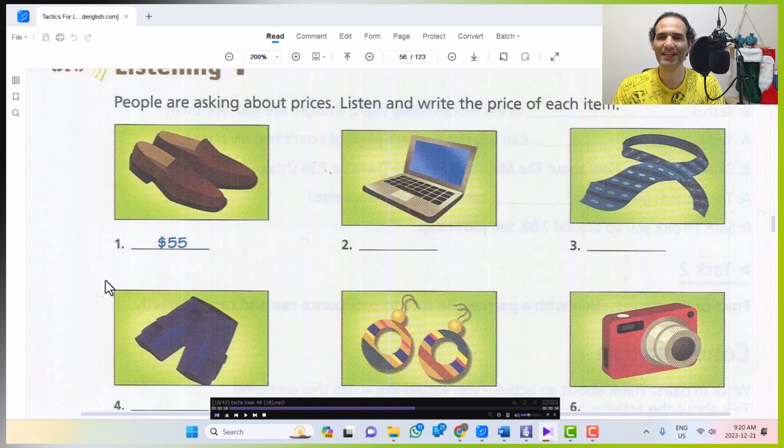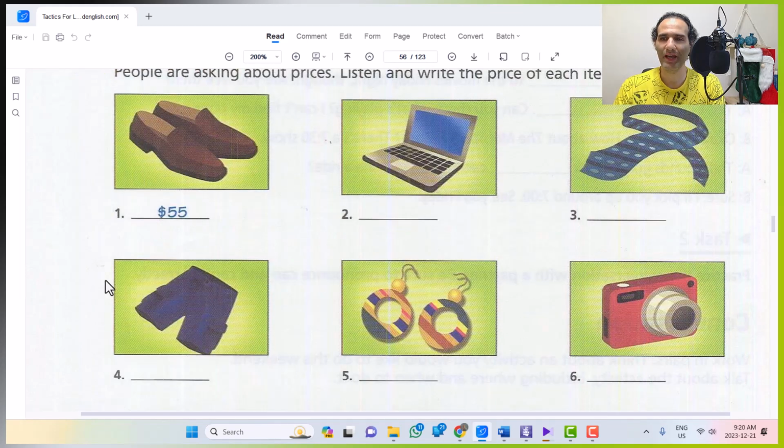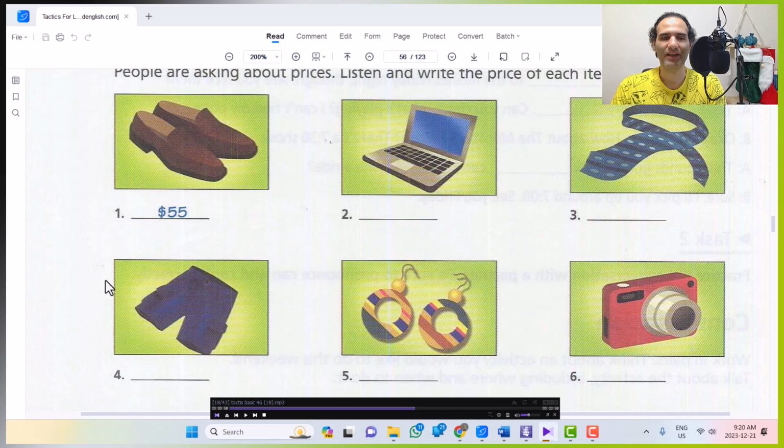So, he's asking about the price of tie, and that is $36.95. He thinks it is too high. So he says, maybe I don't need a tie. What about the shorts?